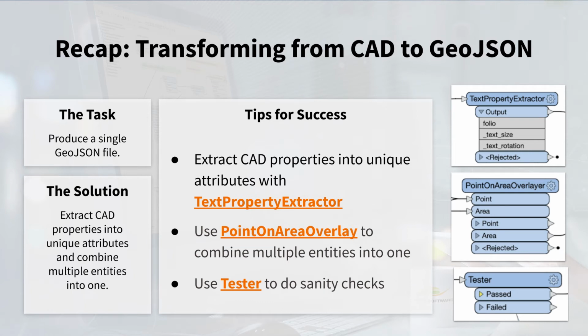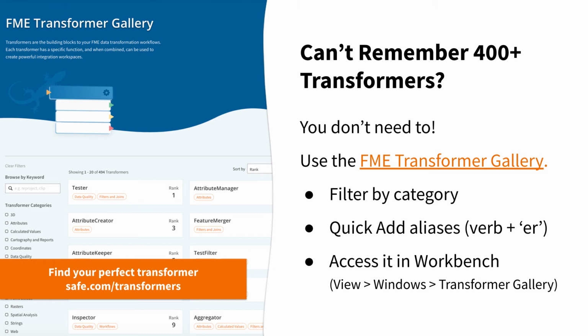We've successfully produced a single GeoJSON file. We extracted the CAD properties onto unique attributes, and we actually combined 3 things into one by making use of the text property extractor to bring the properties of a CAD drawing element into attributes like folio and PID. We used the overlayer, and then we used the tester to make sure we weren't having bad data slip through on us. And it's probably a good time to mention that the FME Transformer Gallery is a really good place to go to find out where all these transformers are found.